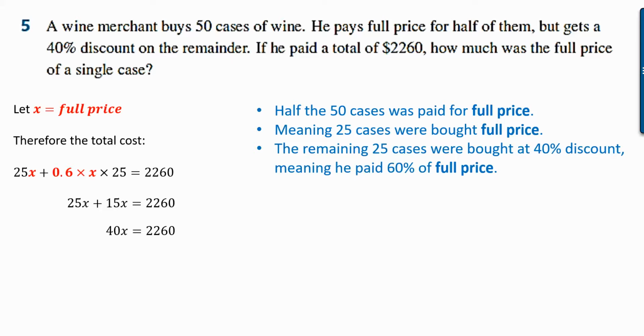40 times x equals 2260, so divide both sides by 40. And you get your answer as 2,260 on 40, or $56.50. So what you can see is all I'm doing is just modeling. What am I trying to find? What have they given me? Interpret the lines. Every line means something. Take a word out of it and try to model what you're trying to do.